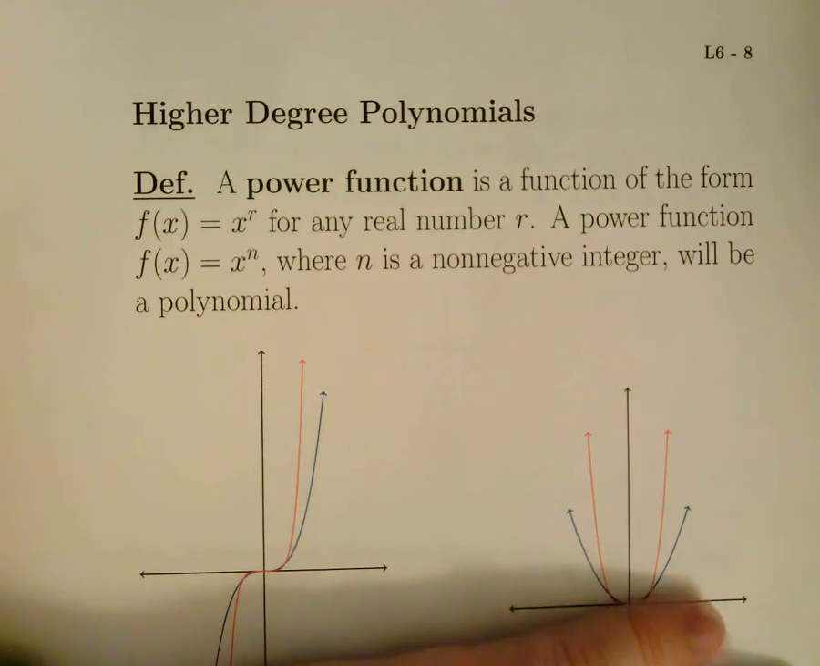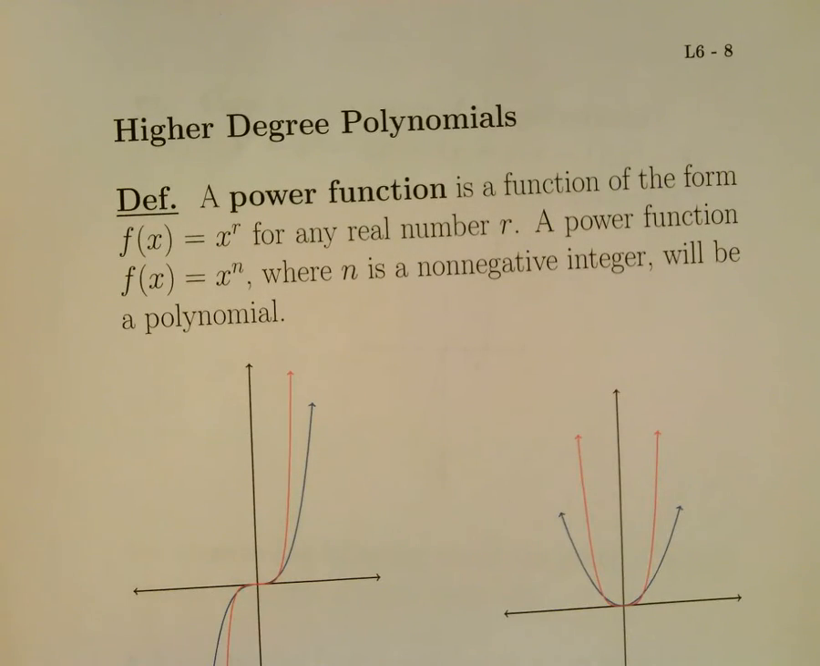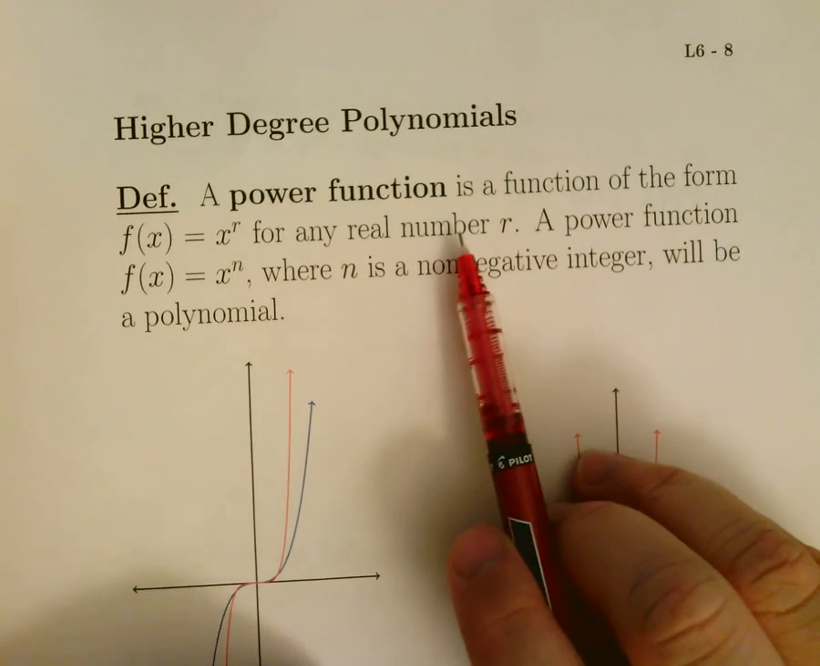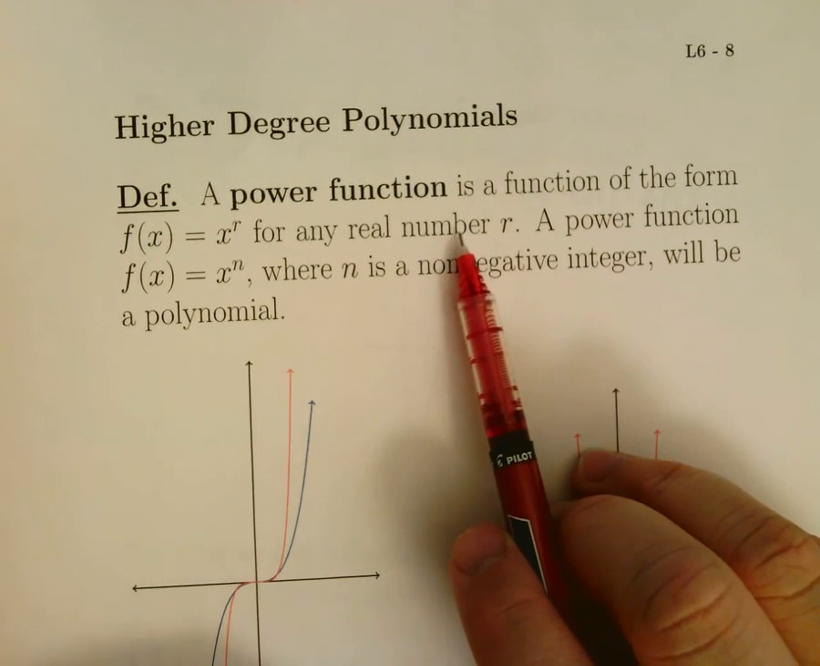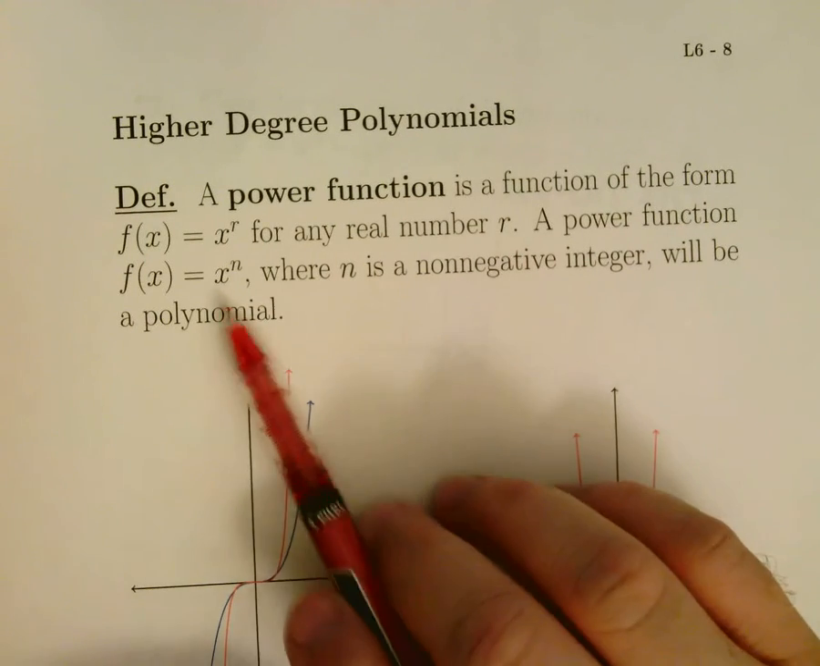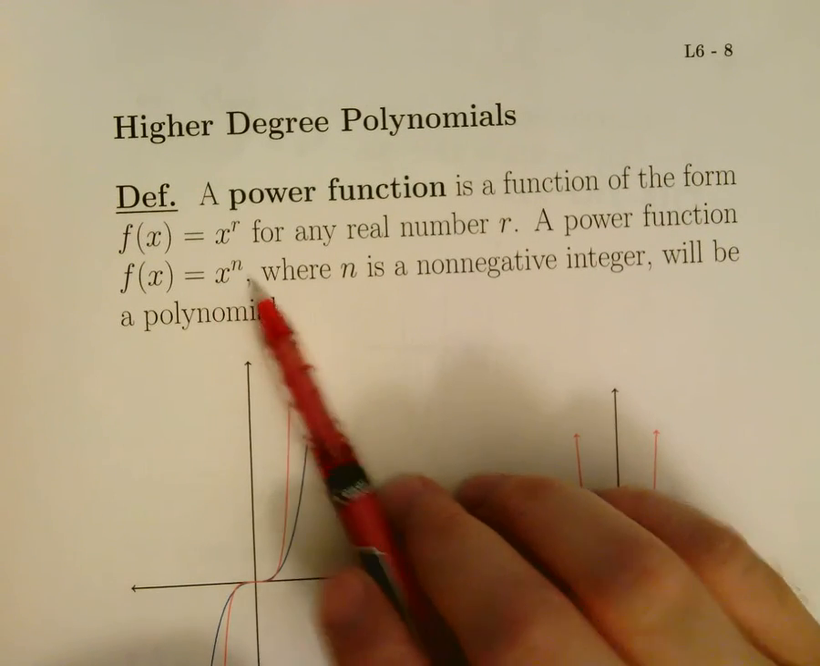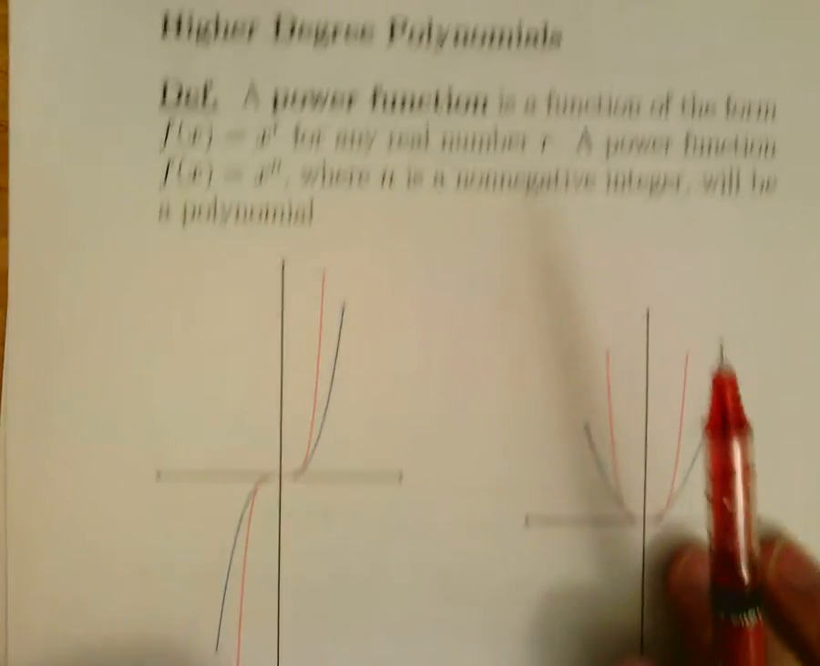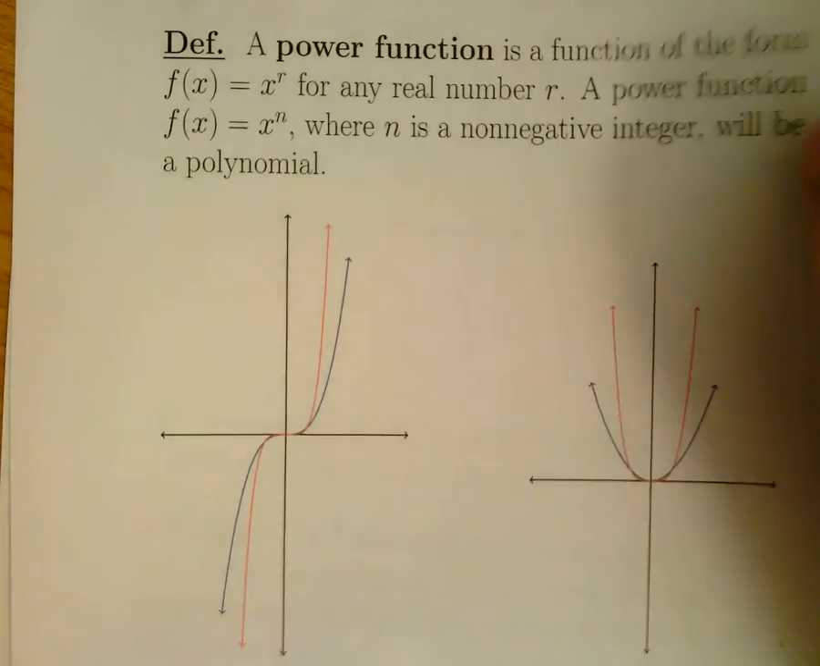So we have higher degree polynomials. A power function is a function of the form x to the r, where r is any real number. Now this, remember, may not be a polynomial. But if a power function is equal to x to the n, where n is a non-negative integer, it will be a polynomial. So what we have is these different cases.